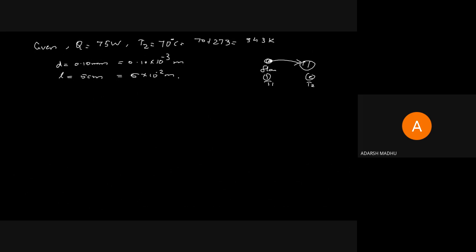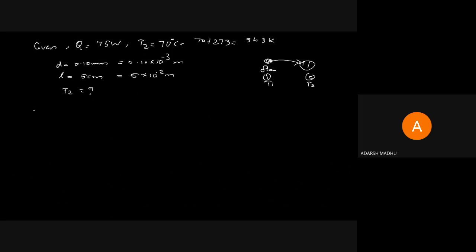Okay. Diameter is given in mm. To convert mm into meter, you multiply by 10 raised to minus 3. To convert centimeter into meter, you multiply by 10 raised to minus 2. Given, we need to find the value of T2. So please note down a particular equation.